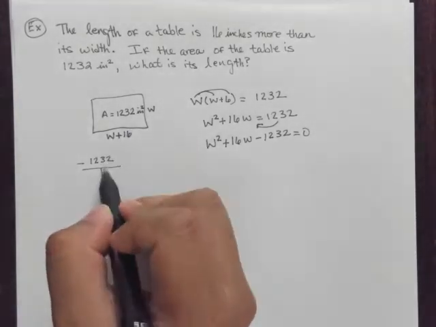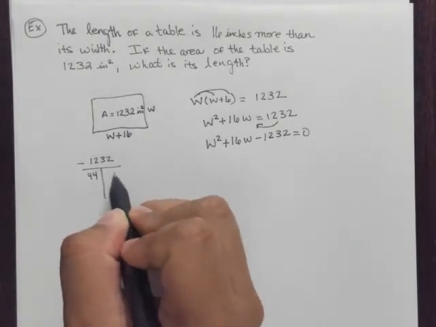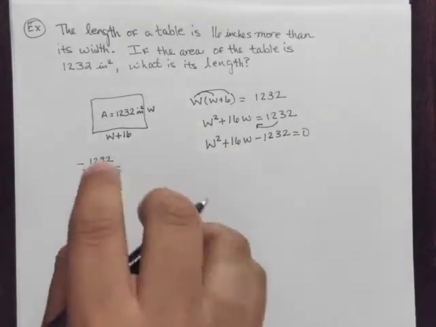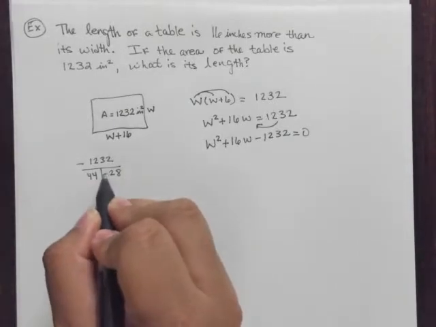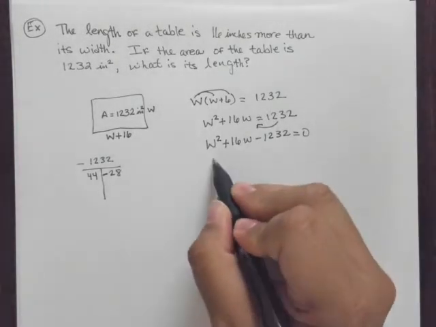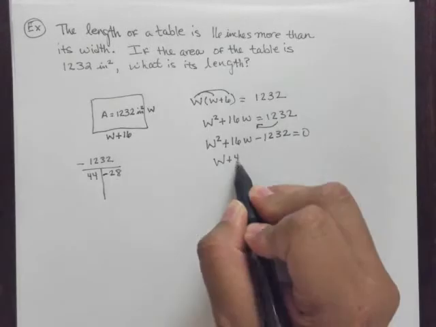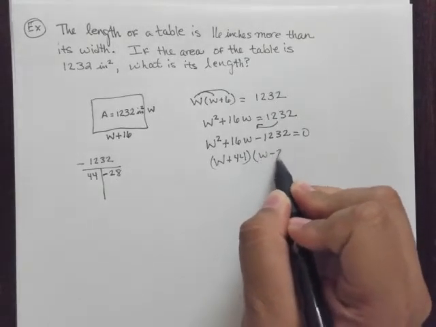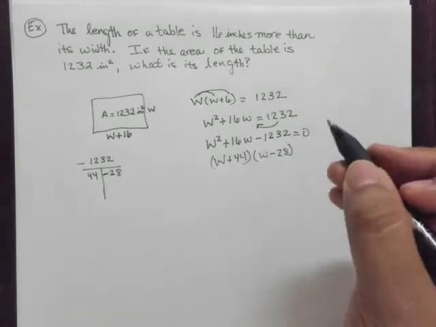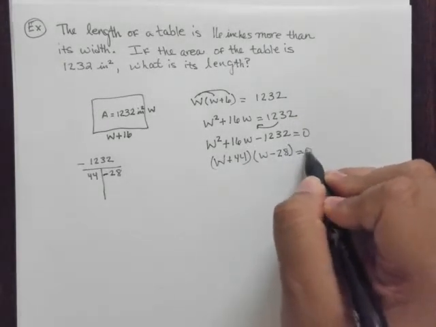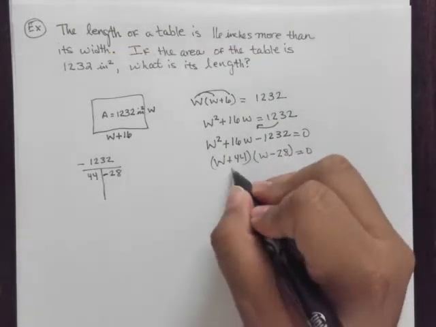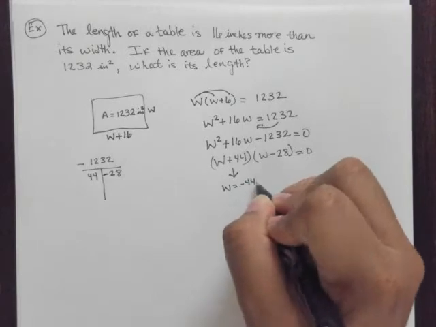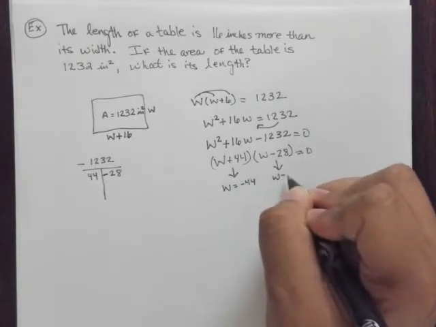This is 44 and 28. Now the difference has to be positive. Therefore, the smaller factor is going to be the negative one. So we're going to say W plus 44 and W minus 28, and we're going to set that equal to 0. Now applying the zero factor property, W equals negative 44 and W equals 28.